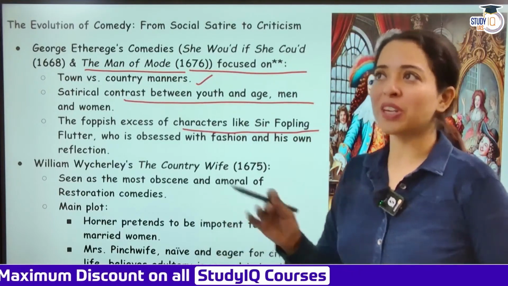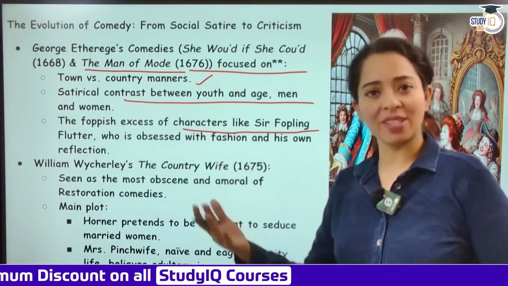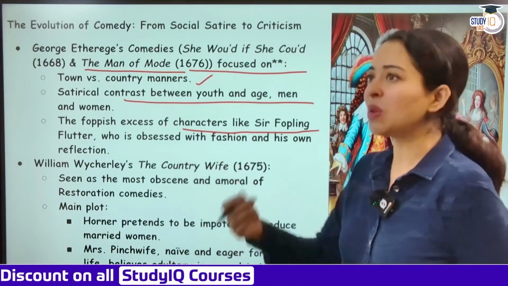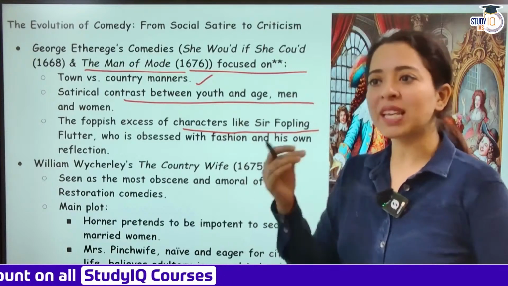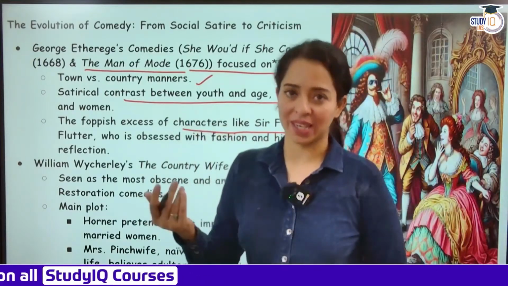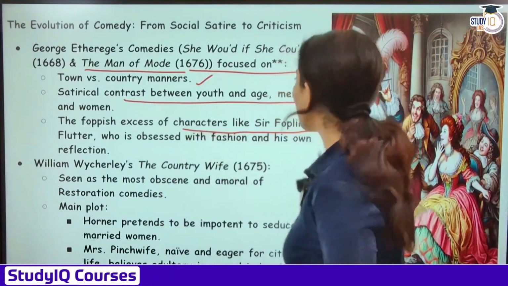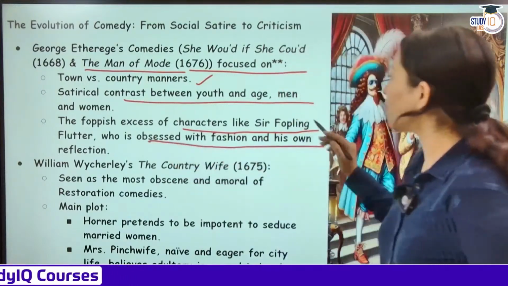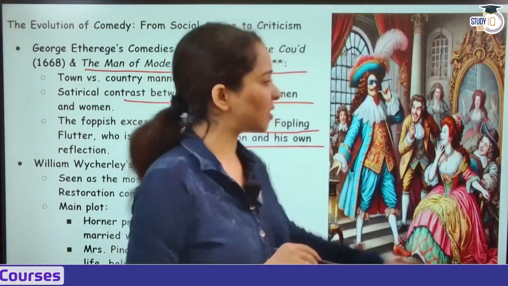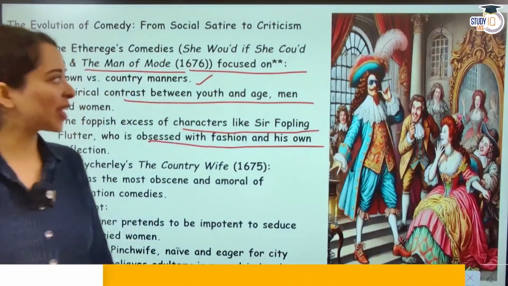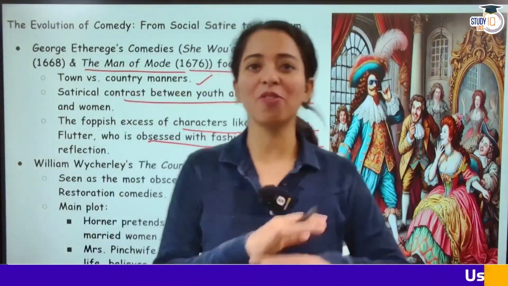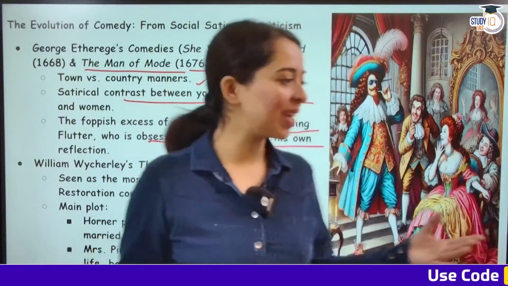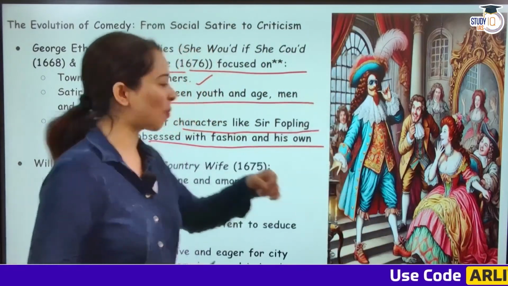Okay, Millamant, Mirabell, Wishful, Sir Wishful. Names like these were common. Wilmont. Okay, so in a way, those names tell the character only. All right. So Sir Fopling Flutter, who's obsessed with fashion and his own reflection. Okay, so we do have Sir Fopling Flutter in this world also, in our times also. So this is Sir Fopling Flutter.